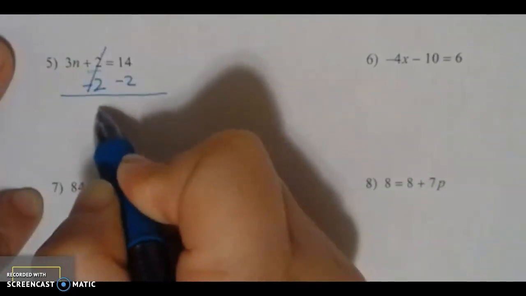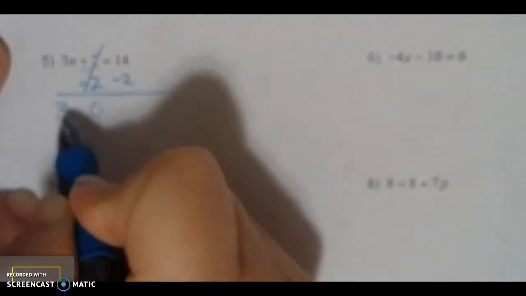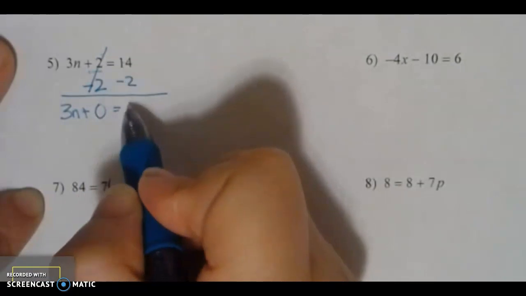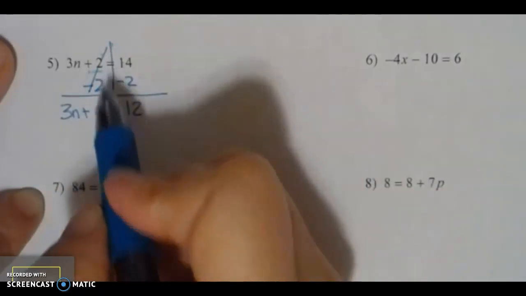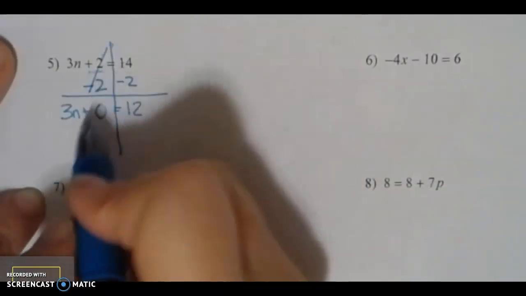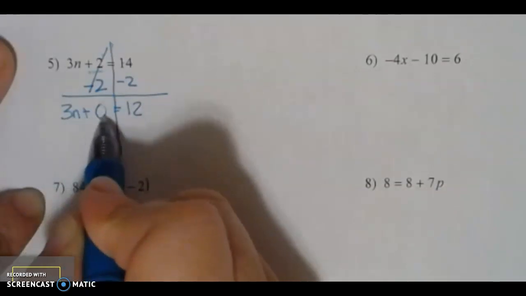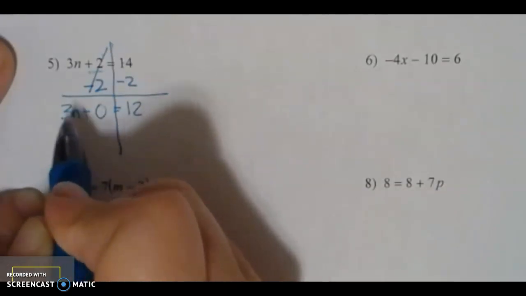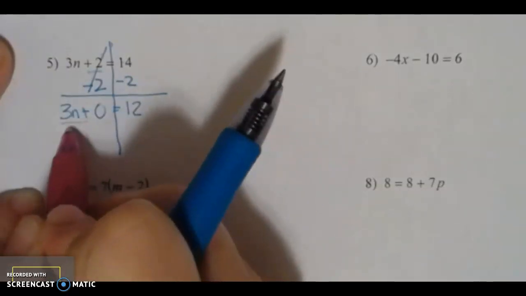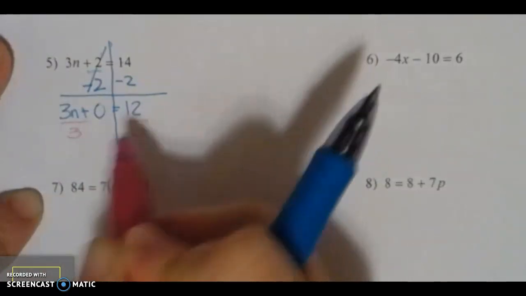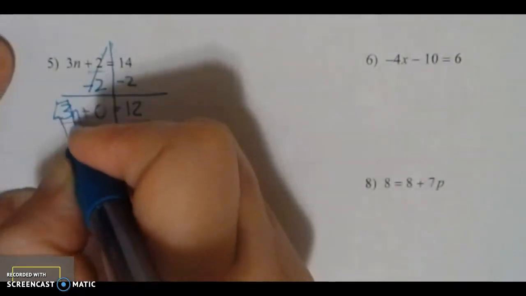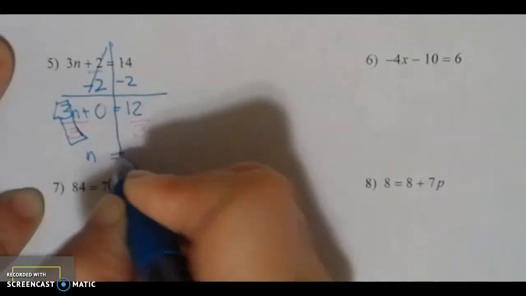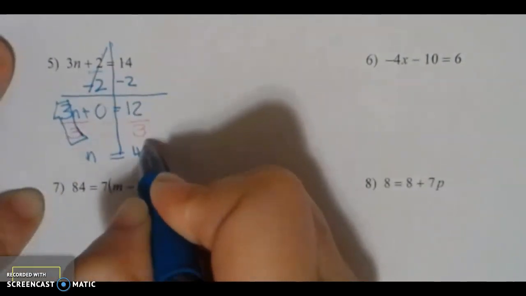And that just becomes 0. And you're left with 3n plus 0 is equal to 14 minus 2 is what? 14 minus 2 is 12. Now I like to keep my equal sign to follow. And then now 3n plus 0 is just 3n. So I can divide this by 3 because here n is being multiplied by 3. So from here, that just becomes my giant 1 again. And you're left with n is equal to 12 divided by 3 is 4. And that's my solution.